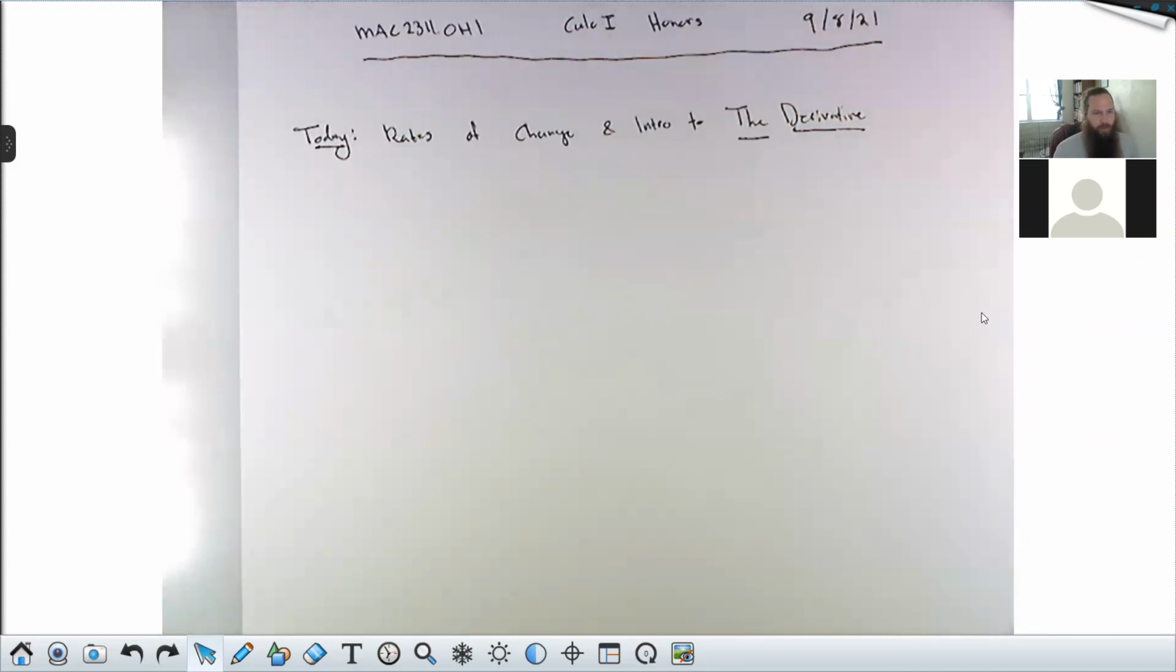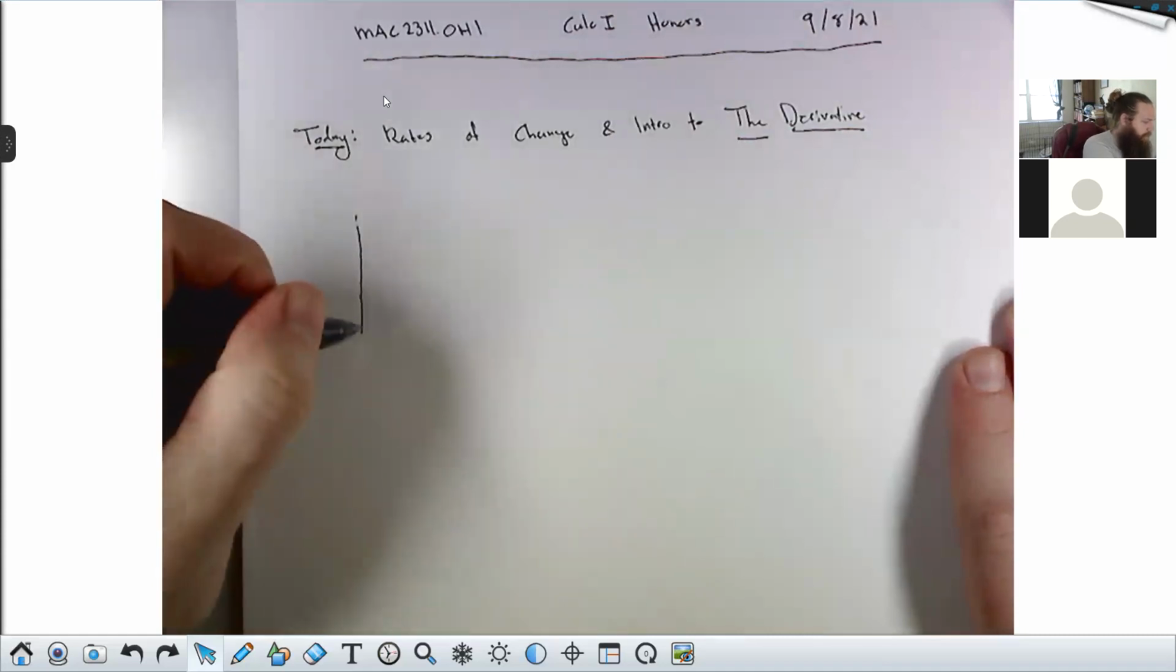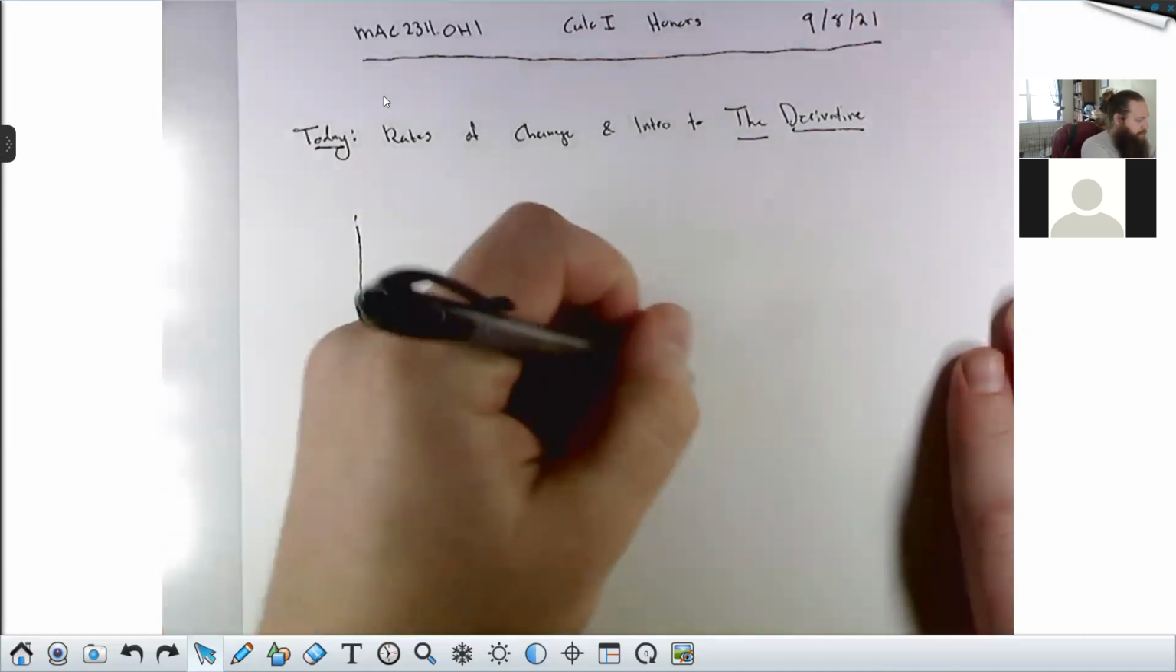Calculus is basically comprised of two main operations: differentiation and integration. Differentiation is the process of finding the derivative of a function, and integration is something else. We'll talk about that later. Let's do it. I'm going to present this from an intuitive standpoint first.